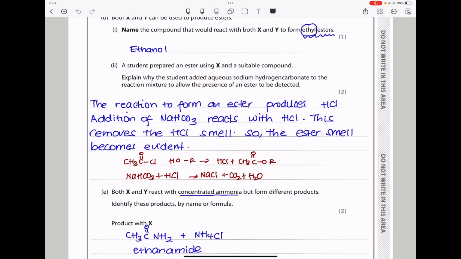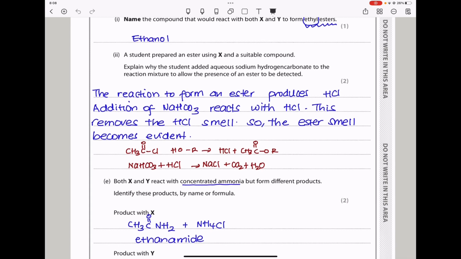The key thing here is there is going to be HCl produced as well as an ester, and this HCl gas is going to be non-toxic, but it has a different smell. So this is going to mask the smell of the ester. So when you add sodium hydrogen carbonate, it's going to react with the HCl to cause neutralization so that the HCl is used up, and then the smell of the ester can be detected. So I say the reaction to form an ester produces HCl, and addition of sodium hydrogen carbonate reacts with HCl. This removes the HCl smell, so the ester smell can be evident.